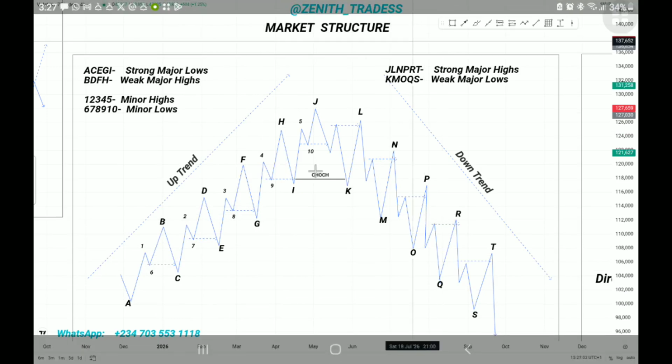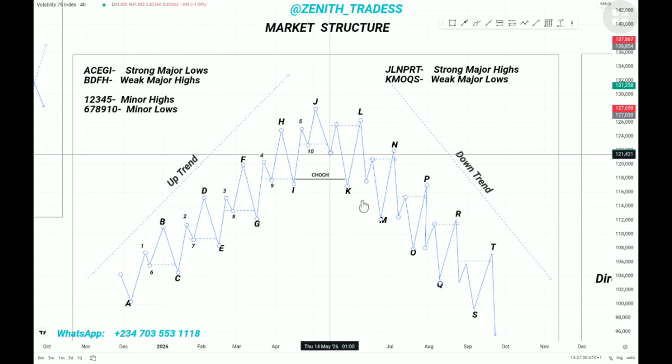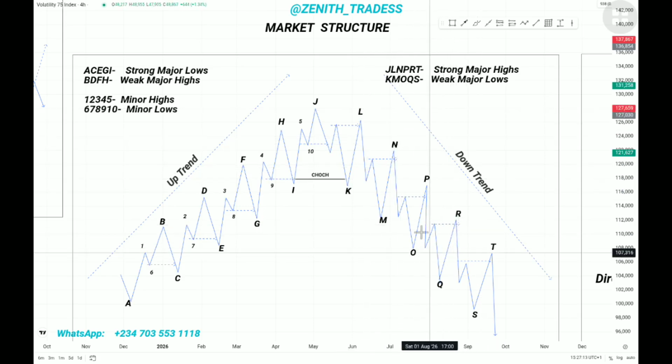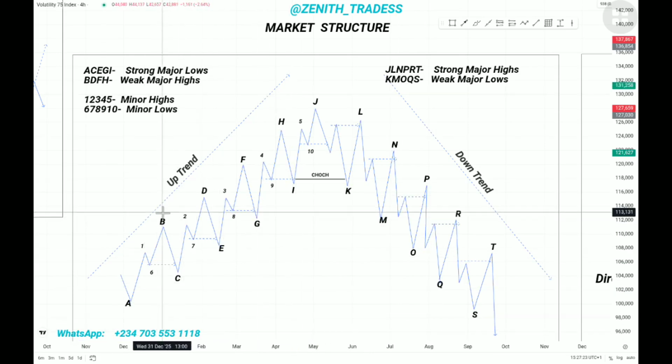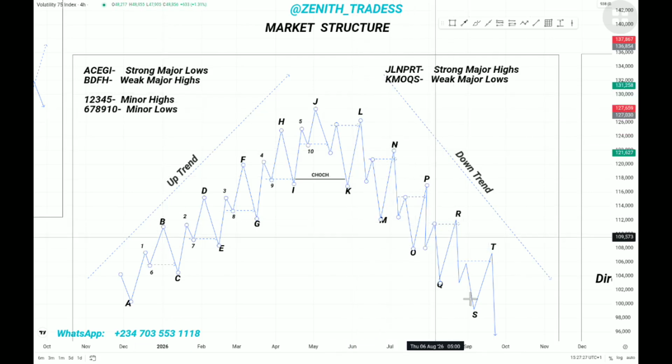So in an uptrend, every major low is a strong low. You can write this down. In an uptrend, every major low is a strong low. In a downtrend, every major high is a strong high. Why? Because they are very strong to the extent they will break structure, not previous structure, the main structures. A, C, E, G, they break major structures. L, N, P, R, T, they break major structures.